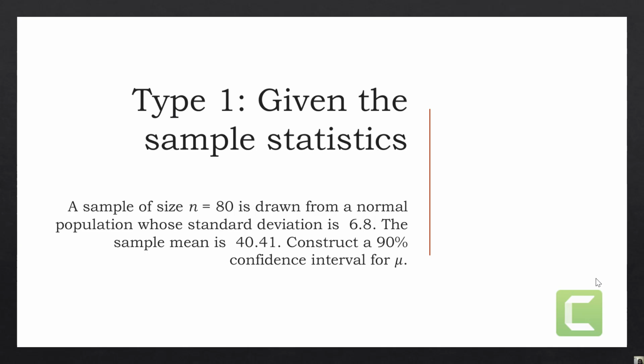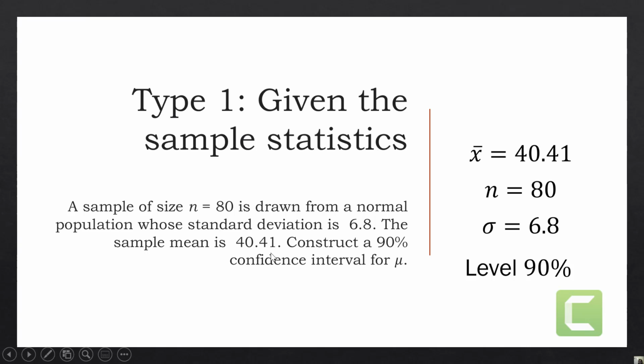Consider this example. A sample of size n equal to 80 is drawn from a normal population whose standard deviation is 6.8. The sample mean is 40.41. Construct a 90% confidence interval for mu. So in this problem, we are given a couple pieces of information, right? We have 80, 6.8, 40.41, 90%.